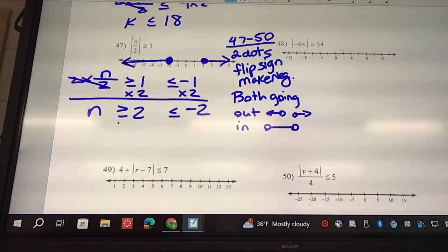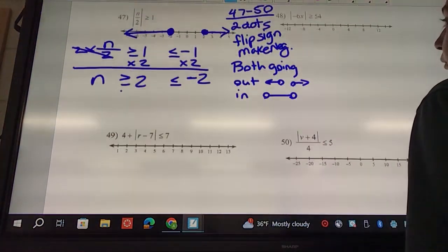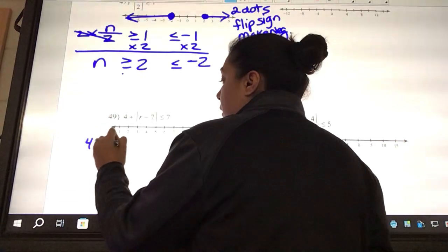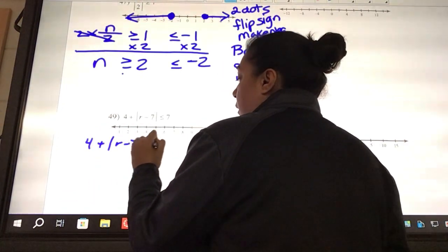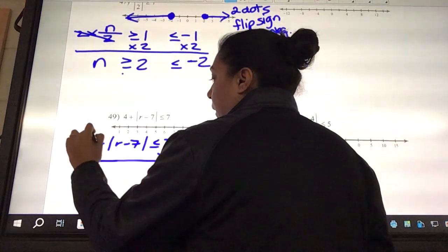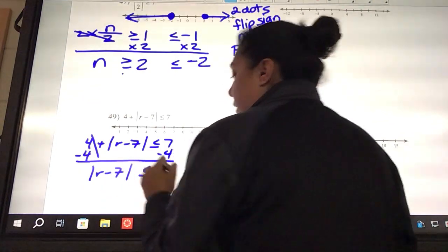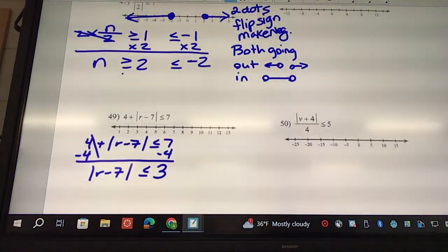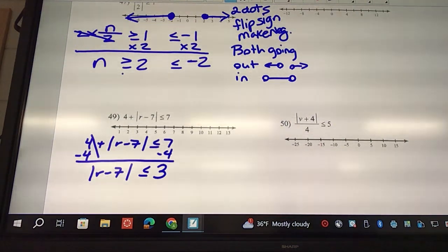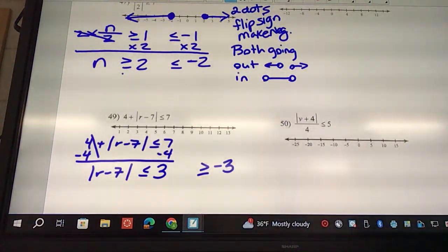Okay, if we look at 49, what needs done first? Get rid of the 4. So I'm going to write my equation down. 4 plus. We're going to say minus 4 from both sides. Okay, and I have 3. Now is there stuff outside the bars? No, so now we can flip it and make it a negative 3.